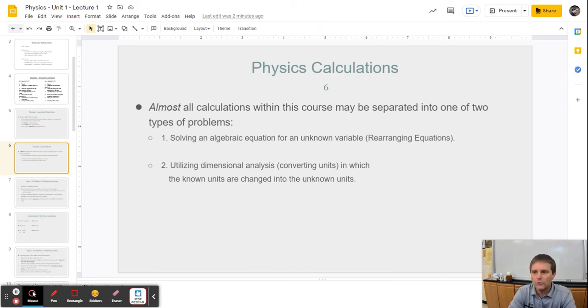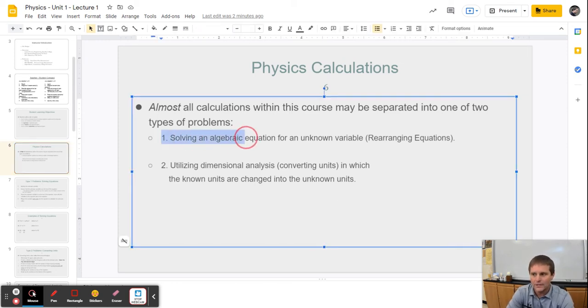So there's really only two primary math type of problems in physics. One is an algebra type, rearranging equations, an algebraic equation, and you're solving for an unknown variable. And then secondly, dimensional analysis, converting units. In this video, we're going to be focused on number one, solving an algebraic equation for an unknown variable.